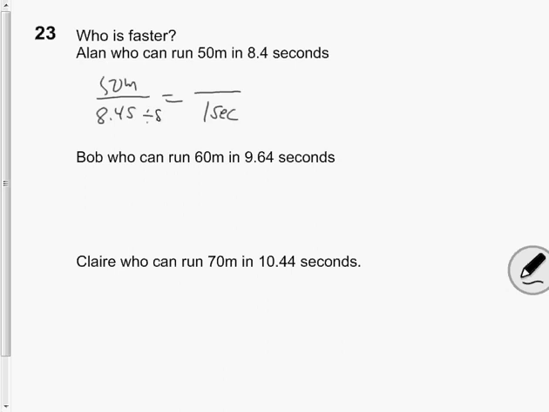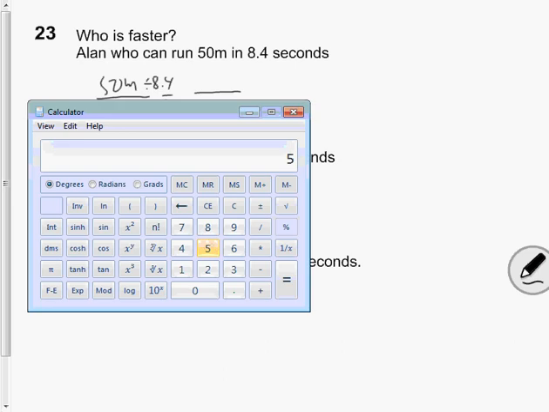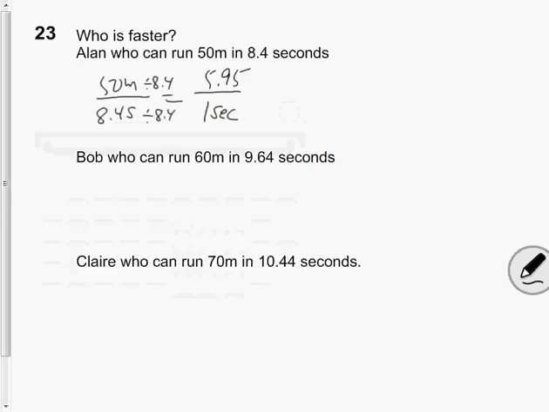So here I'm going to divide by 8.4, and here I'm going to divide by 8.4. And when I do that, take my calculator, 50 divided by 8.4 is 5.95. Let's take 2 decimal places here. So they're able to go 5.95 meters in 1 second.